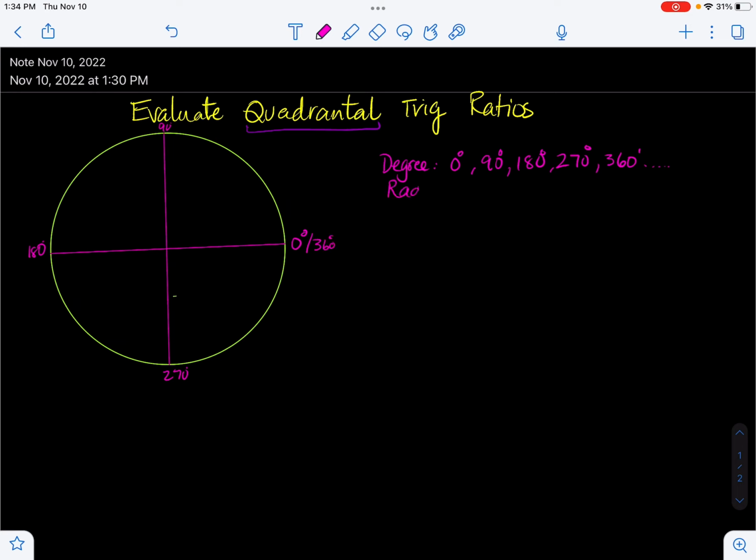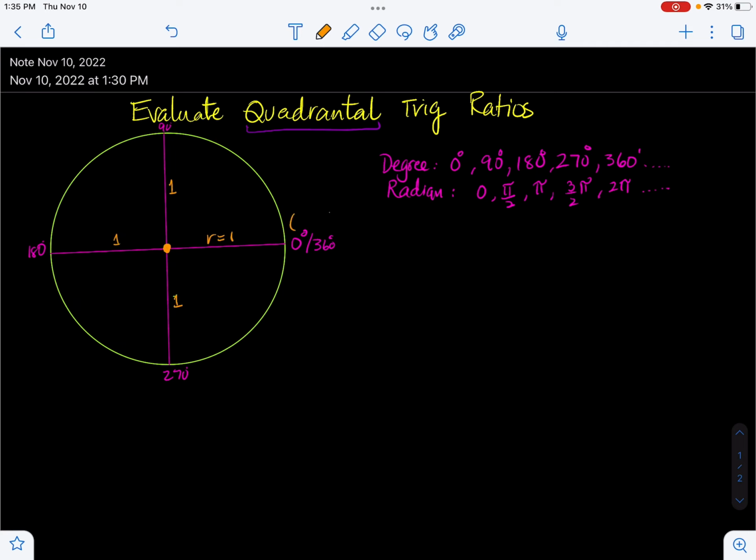In radian world, quadrantal angles would be 0 radians, pi over 2, pi, 3/2 of pi, and then 2 pi, and then it continues. So 2 pi will complete one rotation, and after that it just continues. Now this is a unit circle, which means the radius of the circle is 1. The radius of the circle is 1, which means this length is also 1, that's also 1, that's also 1.